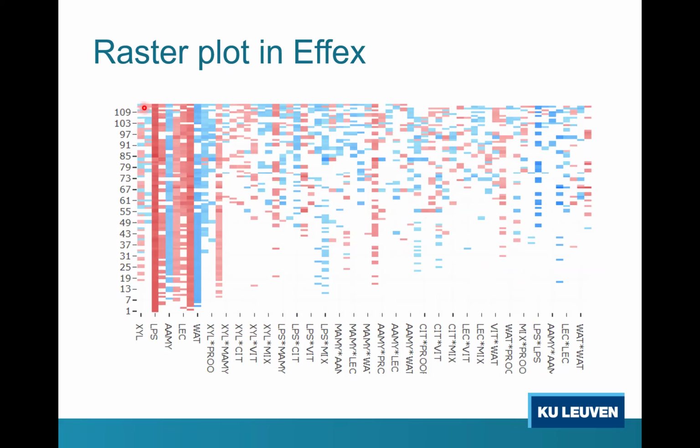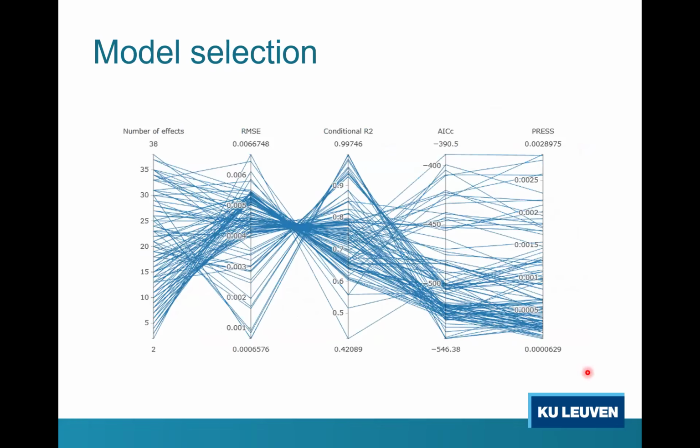All of these criteria are calculated for each of the good models visualized in the raster plot. And then you can use a graphical tool, a parallel coordinate plot, to filter the models. You can select models with a low value for the Akaike information criterion, a low value for the PRESS, the prediction error sum of squares, a high value for the R-square.